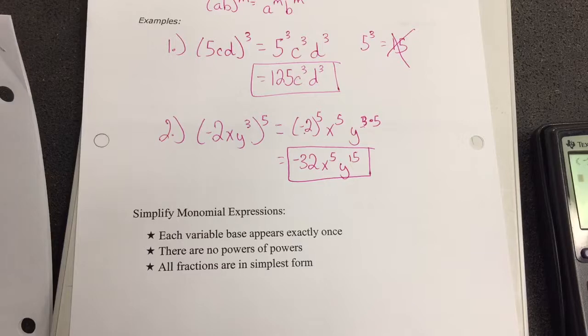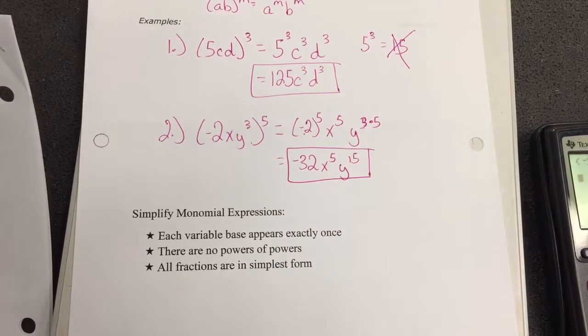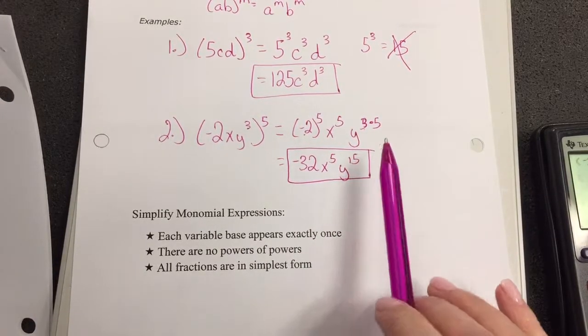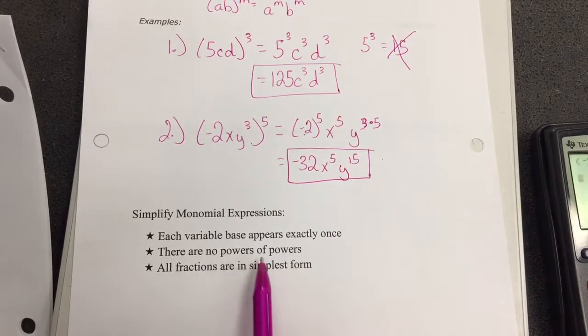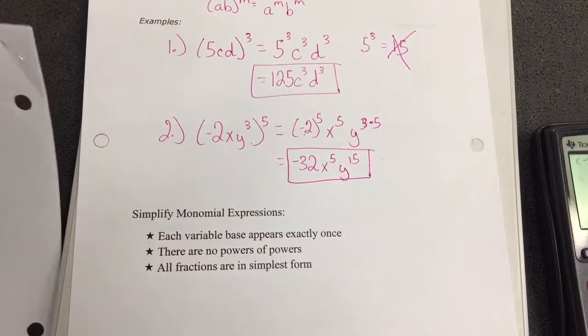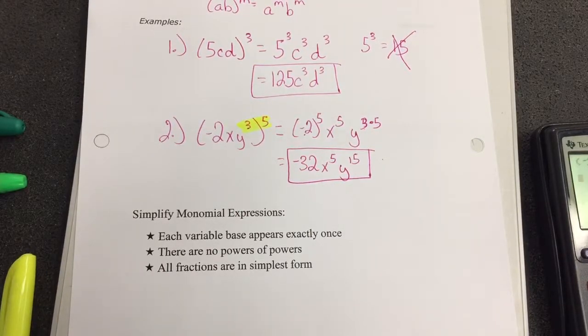Now, how do you know when your monomial is simplified to its simplest form? When each variable base appears exactly once. So I only have one x and I only have a y down here. I don't have another x to the 3rd, okay? So that means I only have one variable base. There are no powers of powers. A power of a power looks like this, where you have a power and then on the outside it's times another power. So there aren't any powers of powers left, and all fractions are in the simplest form.